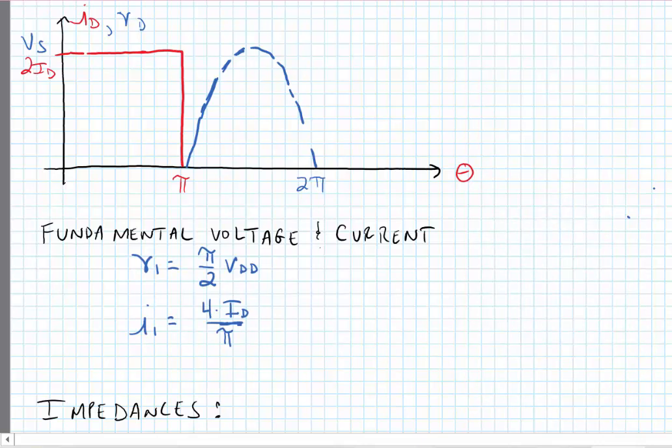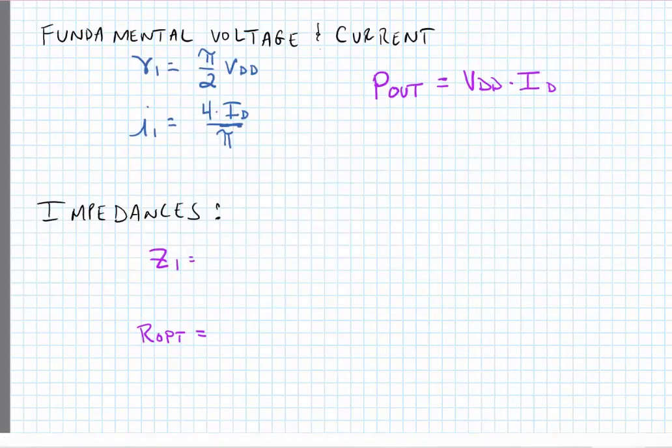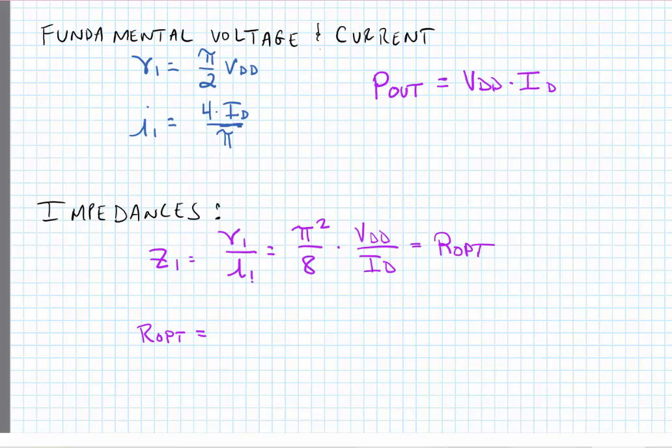We can find the output power as the product of the RMS voltage and RMS current at the fundamental. Similarly, we can find the impedance at the fundamental and the impedances that we need at the harmonic frequencies. So we can find that the impedance required at the fundamental is equal to pi squared over 8 times VDD over ID. This is our optimum termination impedance. If we substitute the output power that we found in the previous equation, we can find the optimum termination impedance in terms of the supply voltage and the desired output power.